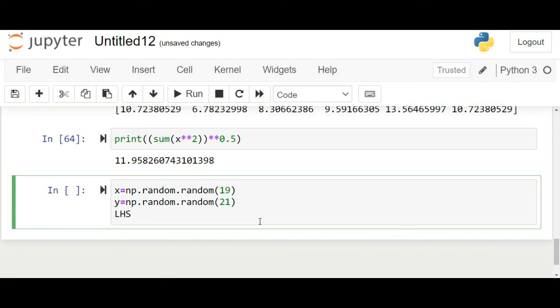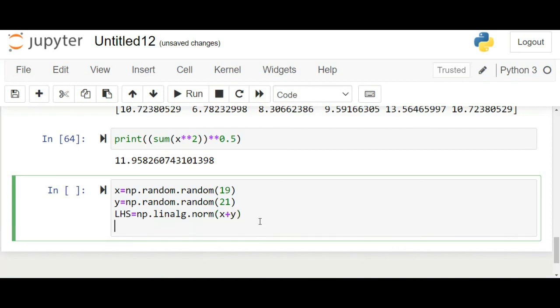Left hand side is equal to np dot linalg dot norm of x plus y, norm of x plus y. That is the left hand side.